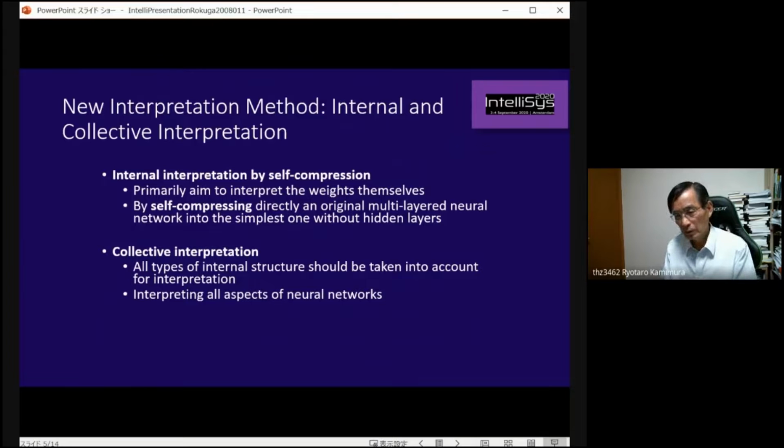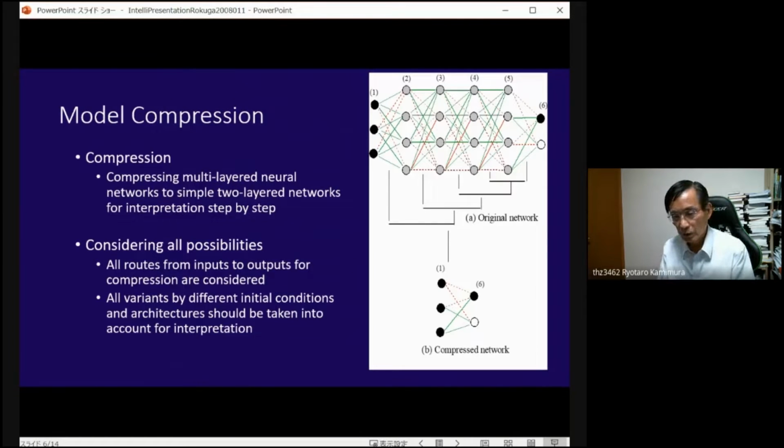And today I primarily aim to interpret the weights themselves by self-compressing directly an original multi-layered neural network into the simplest one without hidden layers. In addition, all types of internal structure should be taken into account for interpretation. I try to interpret all aspects of neural networks. This is a model compression. We compress multi-layered neural networks to simple two-layered networks for interpretation, step by step, and all routes from input to output for compression are considered, and all variants by different initial condition and architecture should be taken into account for the interpretation.